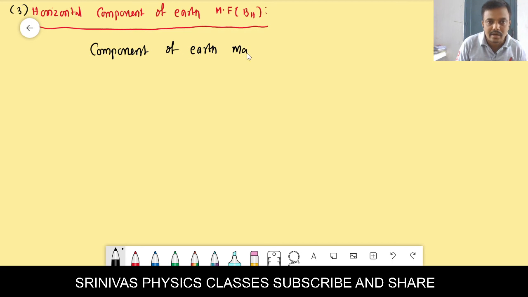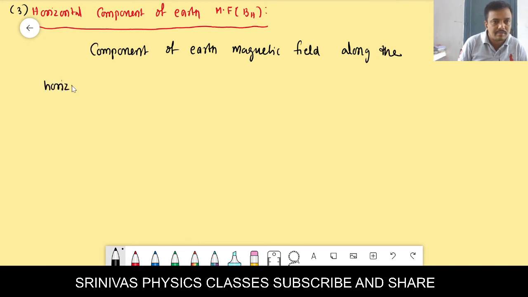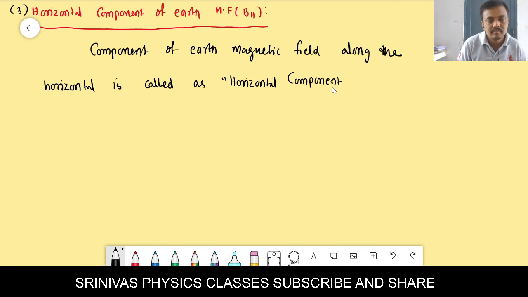Component of earth magnetic field along the horizontal is called the horizontal component of earth magnetic field. Horizontal component of earth magnetic field. Okay, let us go for it.